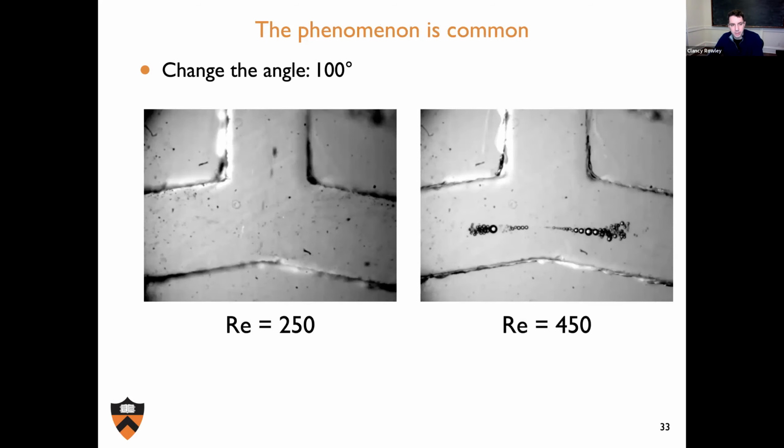Okay, they varied the geometry, they changed the angle. It does depend on Reynolds number. So at Reynolds number 250 at the left, there's no trapping. At Reynolds number 450 at the right, there is trapping. So very surprising that these bubbles would be somehow trapped. I would never have guessed that.